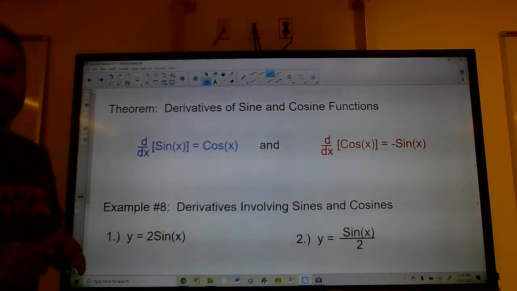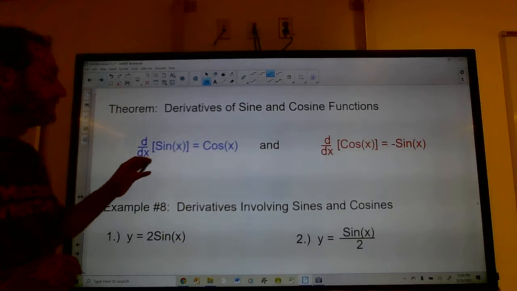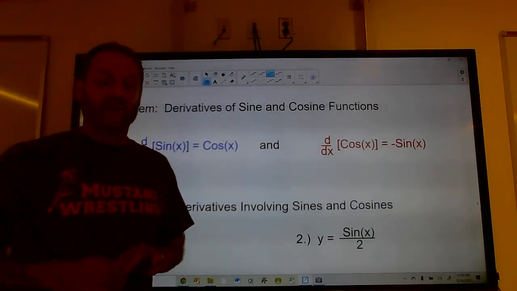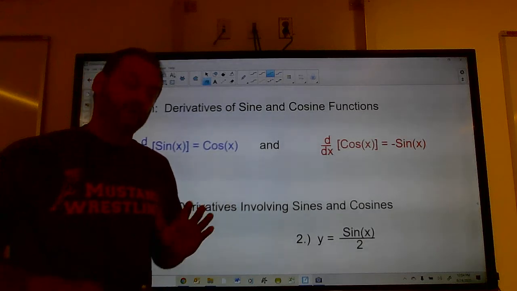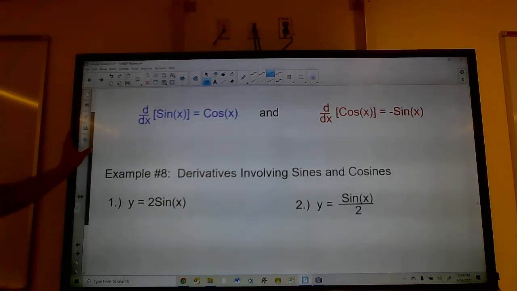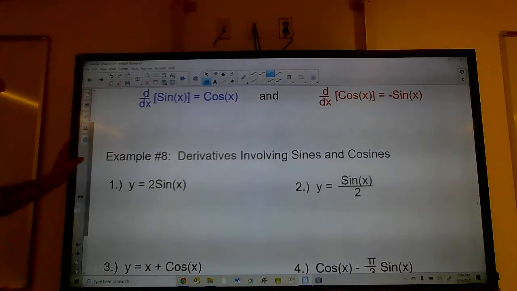These are also super important ones. So the derivative of sine is cosine, and the derivative of cosine is negative sine. You need to memorize those because you're going to use those so many times. You need to not even have to think about it. You just want to be able to do it.